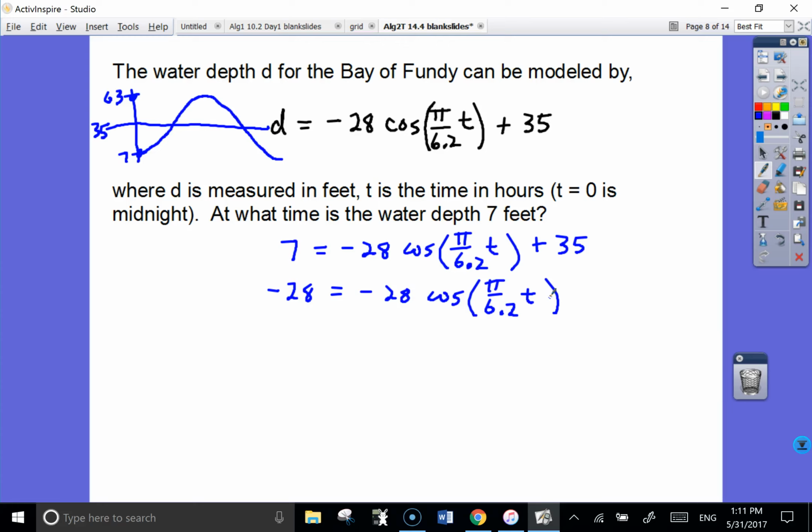Okay, now I've got to divide by negative 28, so we're going to get that the cosine of pi over 6.2 T equals 1. Well, now that's a unit circle value. I don't need a calculator for this one. Right, where is it that the cosine equals 1?